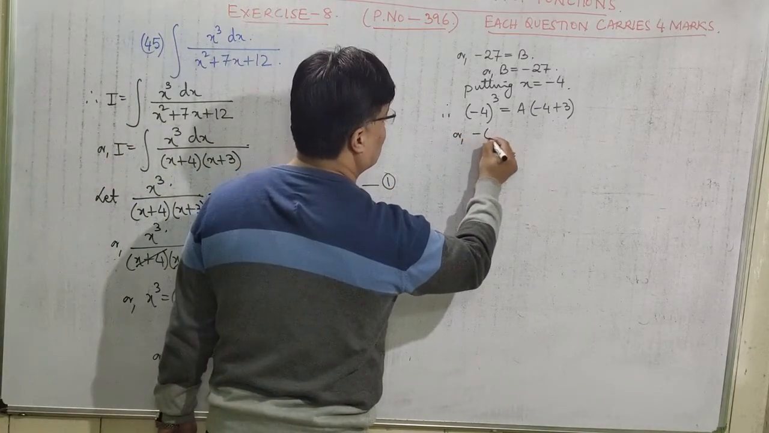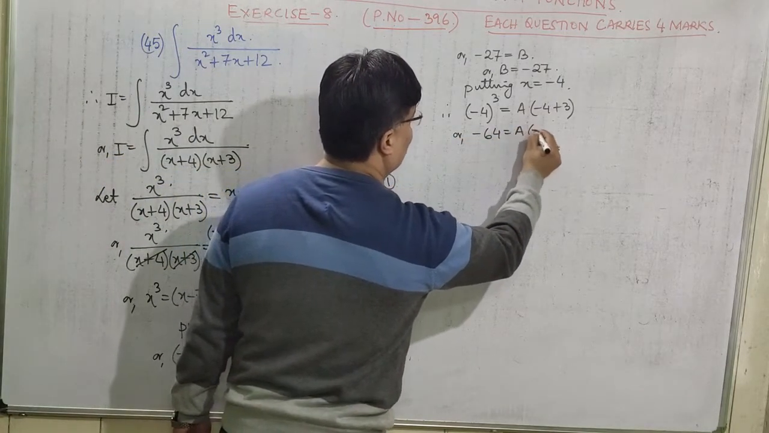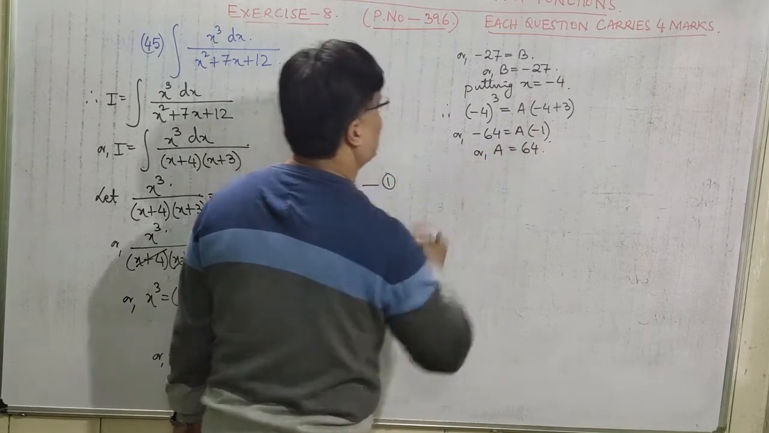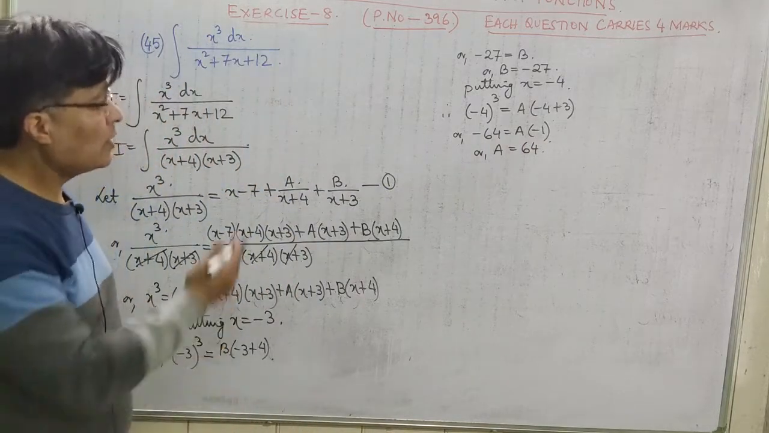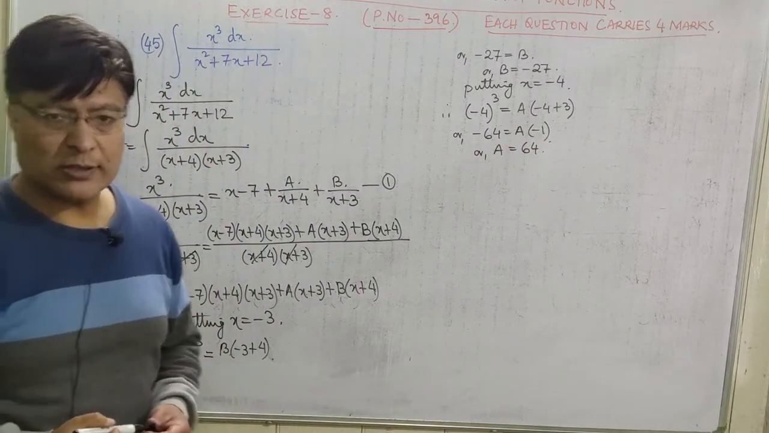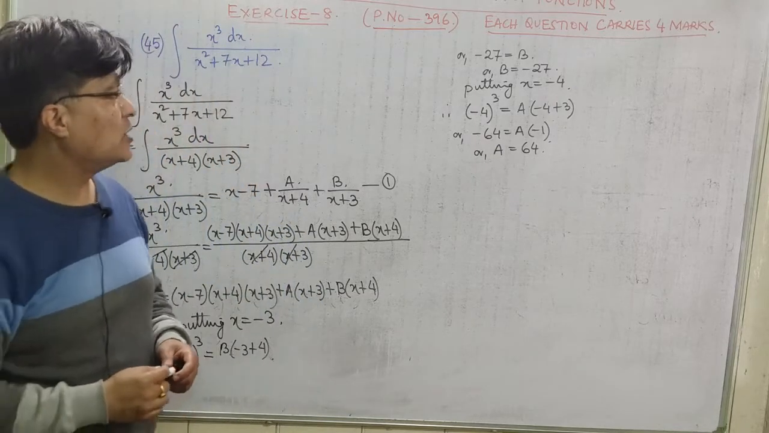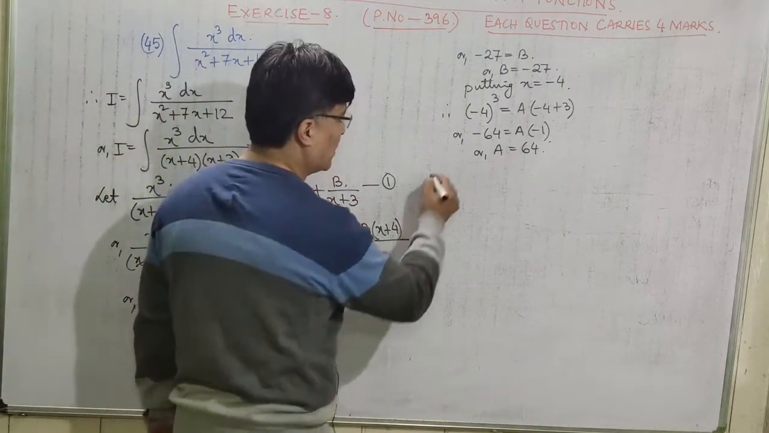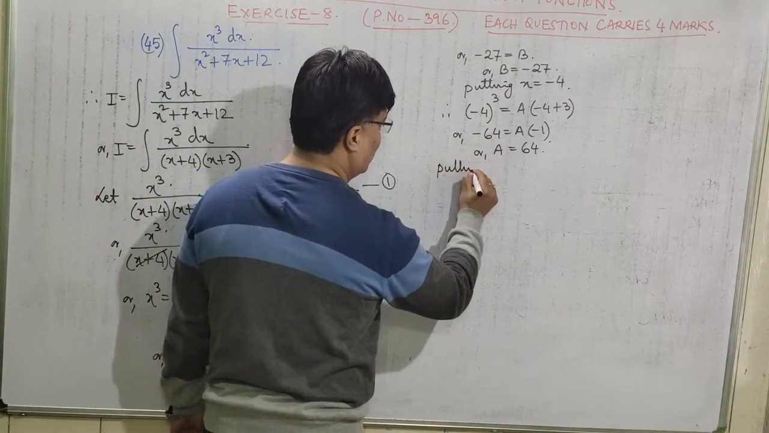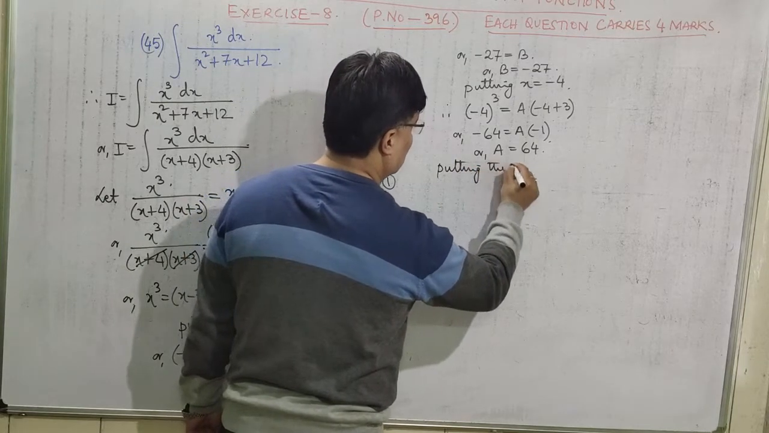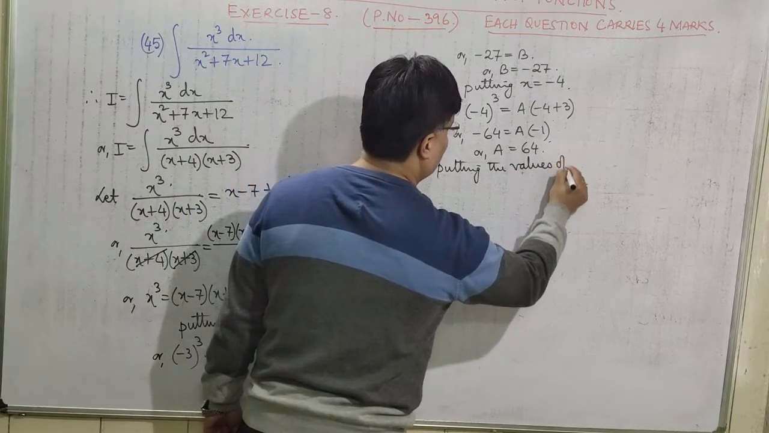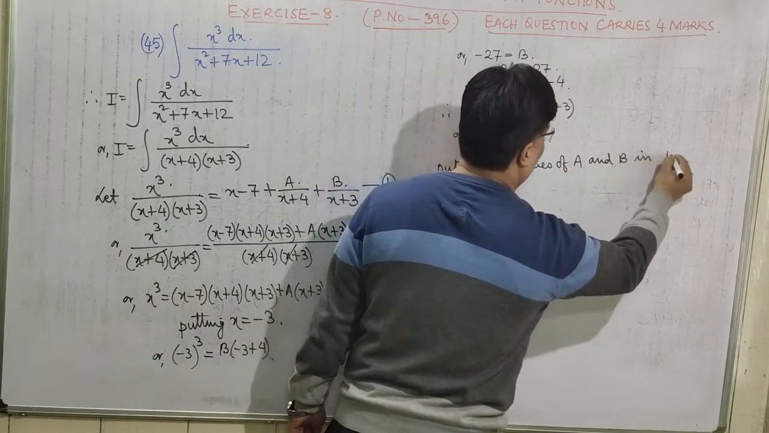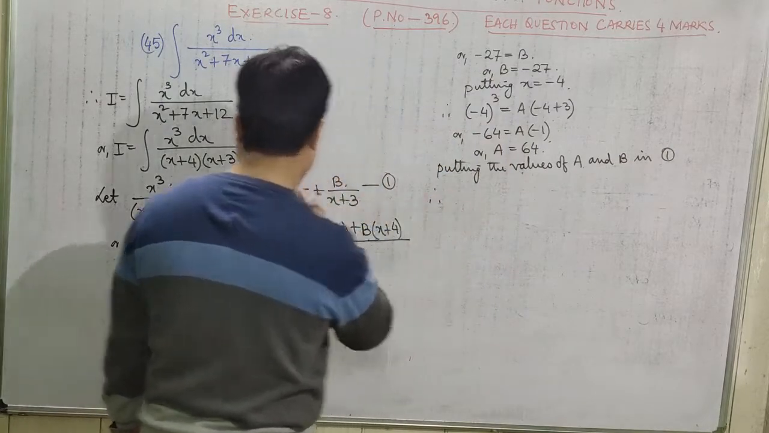So minus 4 whole cube, minus 64, is equal to A into minus 1. Your minus minus gets cancelled. So A is equal to what? It is 64. So we have got those values of constants A and B. That is A is equal to 64 and B is equal to minus 27. So let us put these values of A and B in equation 1 here.